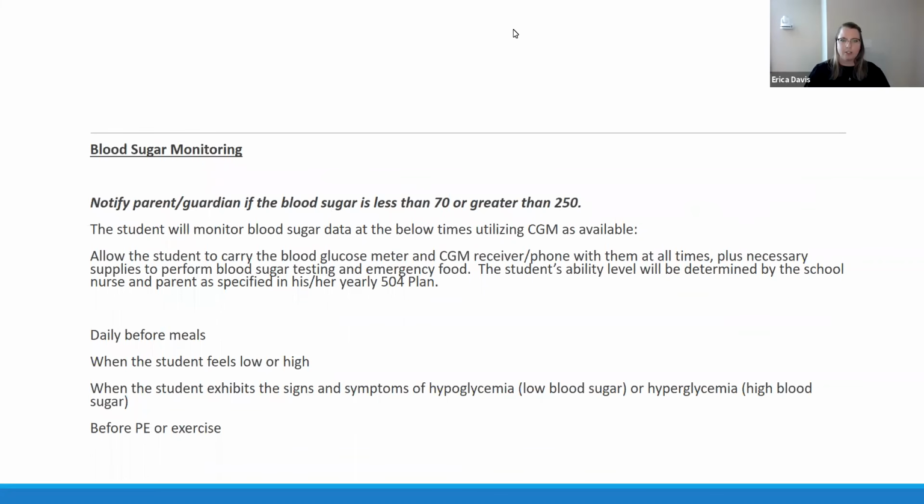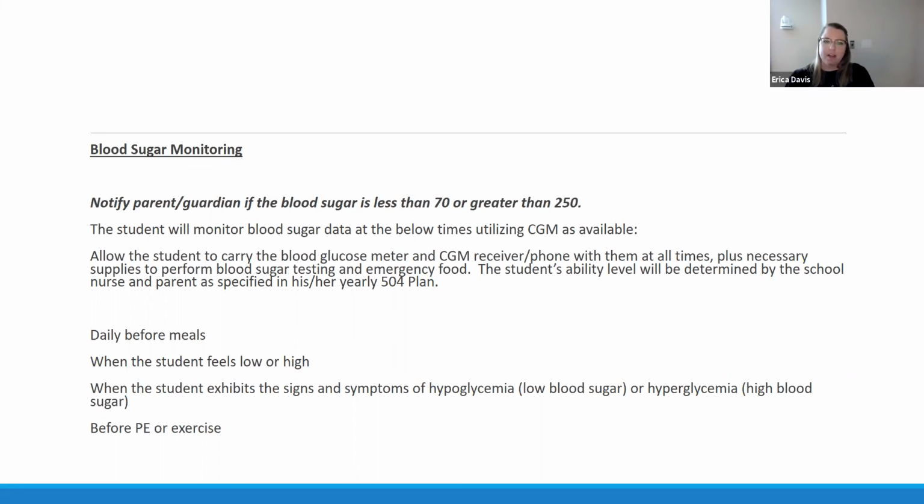Okay, so let me get the question pulled up just to make sure I answer this appropriately. I know that each school is a little bit different and each child's schedule is a little bit different. We definitely know that the CGM data is an incredible resource, but we also know that it can be just a tad behind the actual finger stick value. So there are pros and cons to both methods of utilizing the blood glucose data.